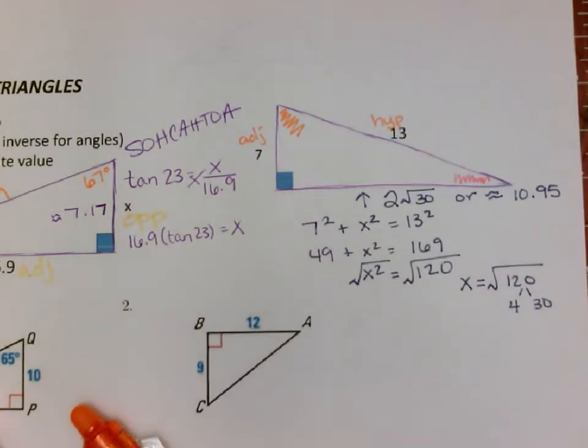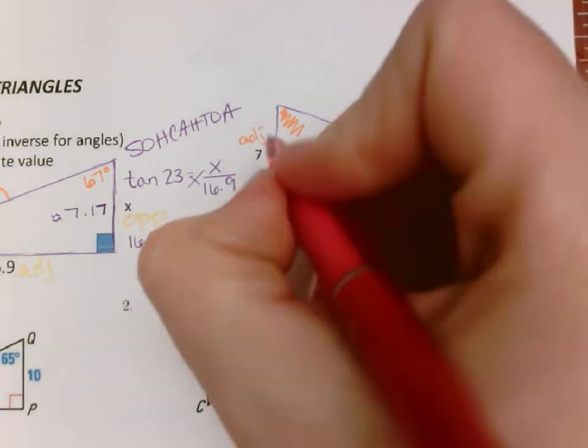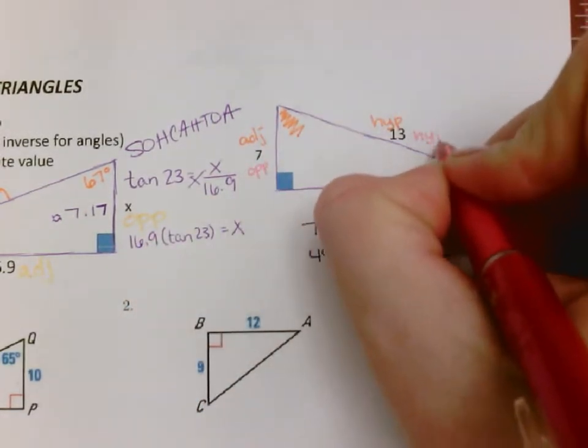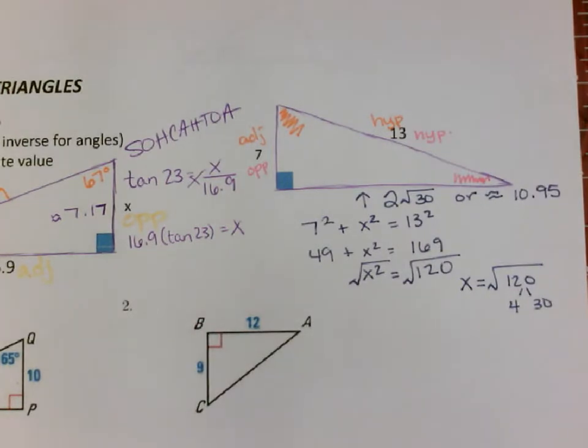Based on the pink angle, this would be opposite, and this would be hypotenuse. So I could either use sine or cosine. I just need to find one of the angles, because using the triangle sum theorem, the orange and the pink angles add up to be 90, and they're complementary, so I just need to find one.